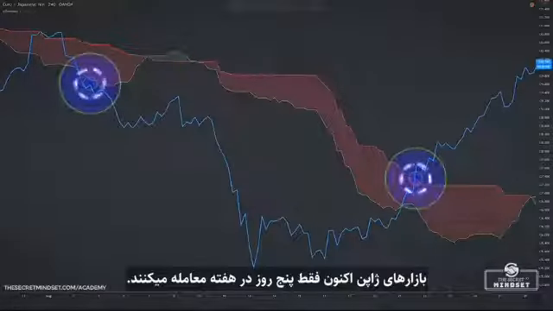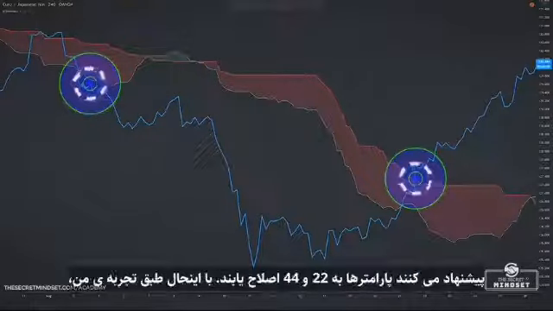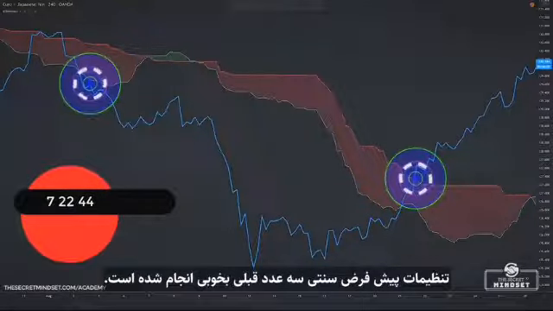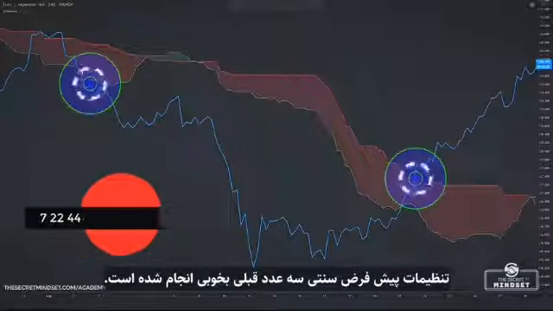Japanese markets now trade only 5 periods per week, so some practitioners of Ichimoku suggest revising the parameters to 7, 22, and 44. In my experience, however, the traditional default settings of 9, 26, and 52 have performed the best.